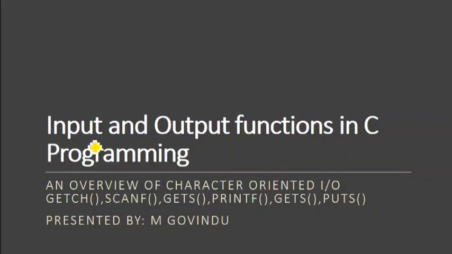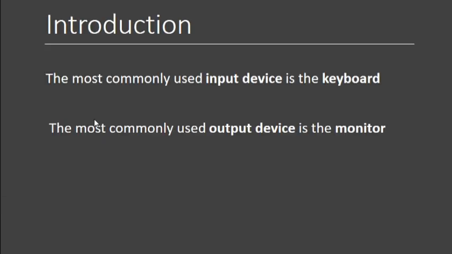In this video, I am going to explain input-output functions in C programming. First, we'll see the introduction. What are input functions? What are output functions? The most commonly used input device is the keyboard, from where you enter characters, numbers, or strings. The most commonly used output device is the monitor, where you can print our output onto the screen. So first, we are going to see the basic input functions available in C.